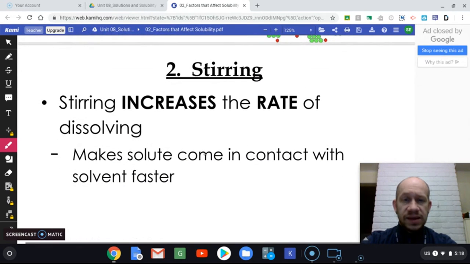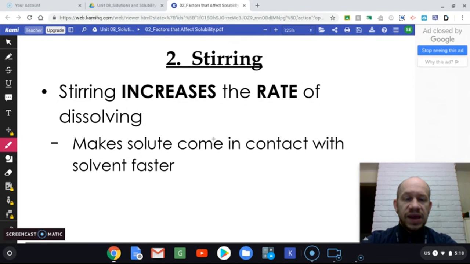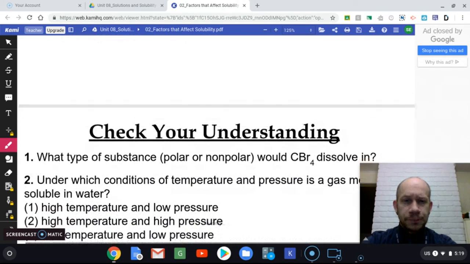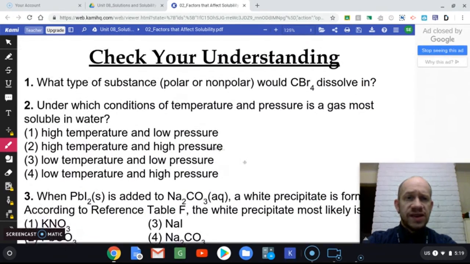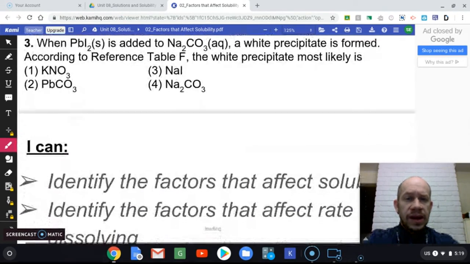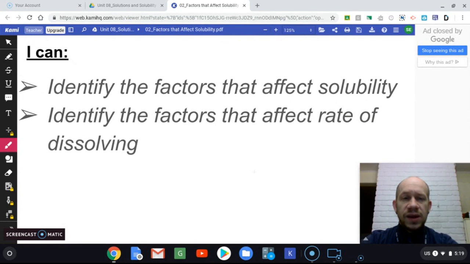The second factor that affects rate is stirring. Stirring will increase the rate of dissolving, so this makes the solute come in contact with the solvent much more quickly. So check your understanding. And now you can identify the factors that affect solubility, and you can identify the factors that affect the rate of dissolving.